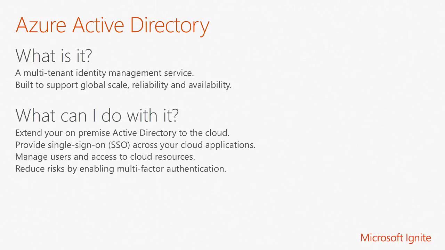And what can we do with it? So basically, I guess the most important thing originally was to be able to extend your on-premise Active Directory up into the cloud. We'll go into that in a couple of slides, but that's one of the most interesting capabilities. We need to be able to provide single sign-on across our cloud applications. So we need to be able to have a number of cloud applications, and I need to be able to log into one, and I don't have to go and log into every other one.